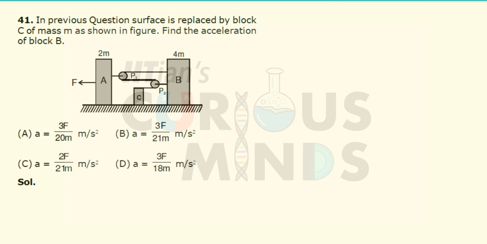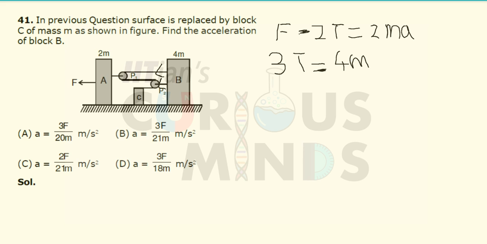For block A, F minus F acting on the left hand side, 2T on the right hand side. So F minus 2T will be equal to 2m into a. For block B, the same tension 3T acts on the left hand side, so 3T will be equal to 4m a. For block C, if I continue, the same tension will act over here. If you see the previous question, I have marked the same tension over here. So T will be equal to m into a.